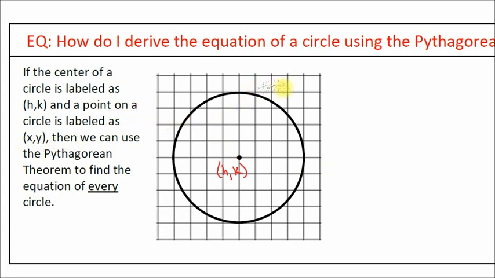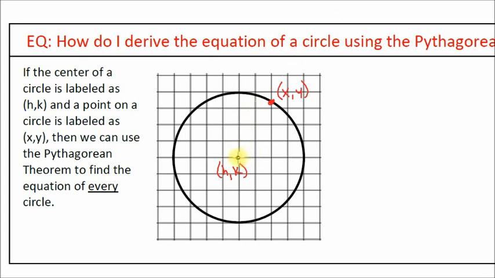We've done this before with finding the functions of parabolas. Let's pick a point here, I'm going to pick one right here, and let's label that as x comma y. There's our known point on the circle. Then we can use the Pythagorean theorem to find the equation of every circle. Again, this gets a little tricky because we're not going to use any numbers, we're only going to use variables. But watch and follow along and see if you can grasp this.